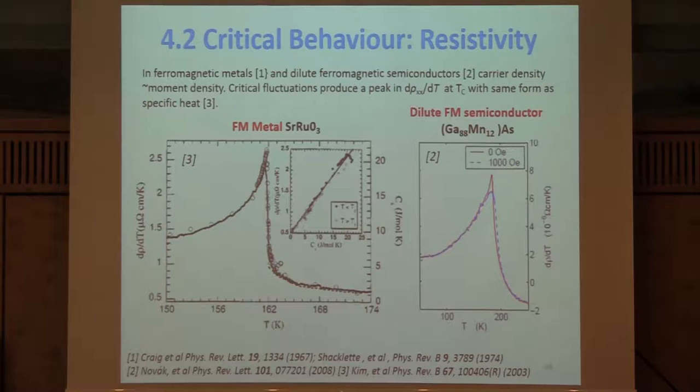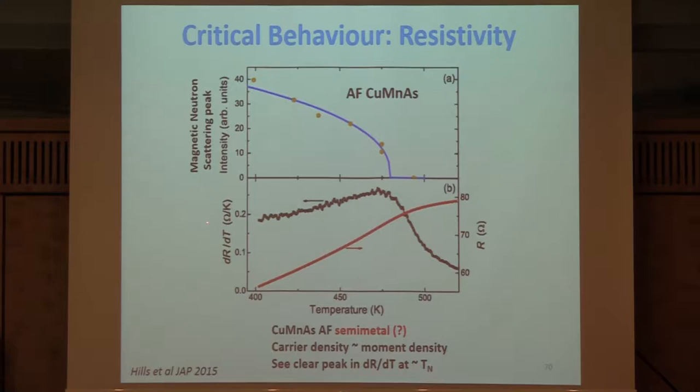Pretty much anybody can measure resistivity. You don't even have to put a field on. You need a reasonable quality sample because these peaks get broadened out by disorder, as you would expect. But here's the case for the gallium manganese arsenide. Here's the peak, less well defined, but well defined enough, for copper manganese arsenide.